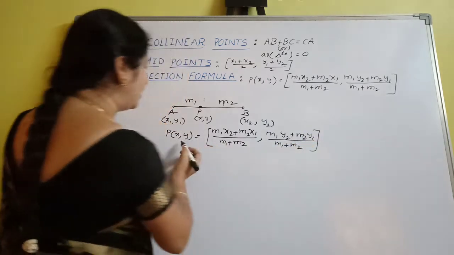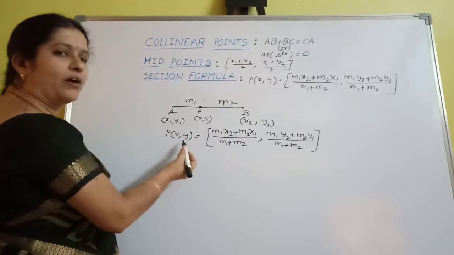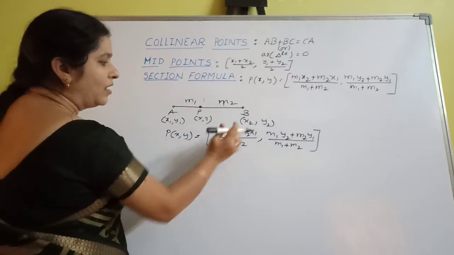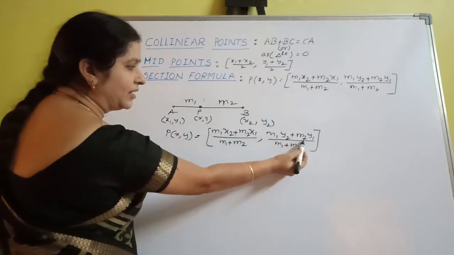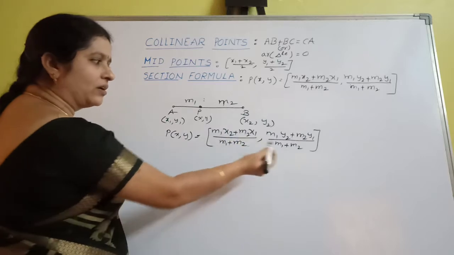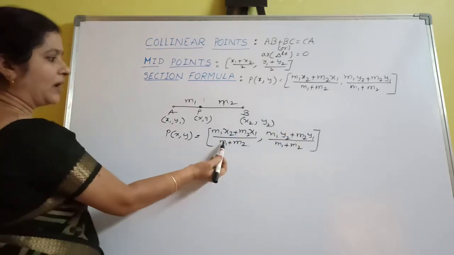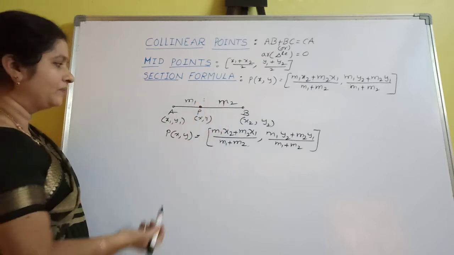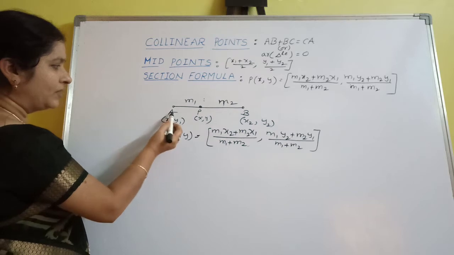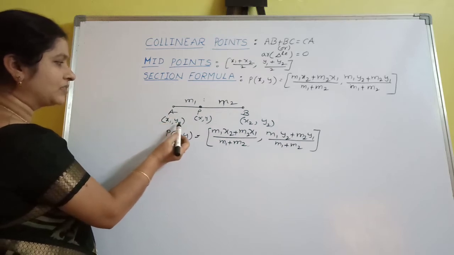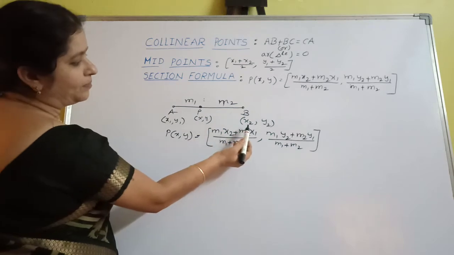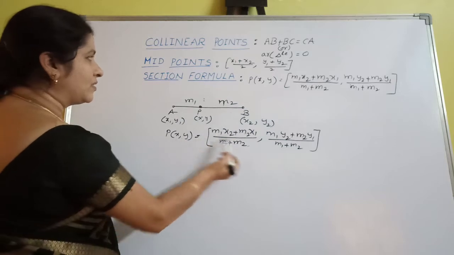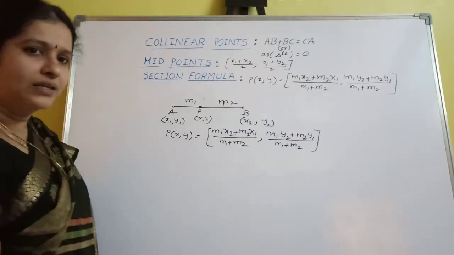In this coordinate here, P(x, y) is a point. In a point, x coordinate is there and y coordinate is there. So first we observe here all the x terms are here and y terms are here. The first one is x coordinate, second one is y coordinate. We are taking the ratio m1 is to m2. In the first point, first value is x1, second value is y1. Second point first value is x2, second value is y2. By using this, it is called section formula.